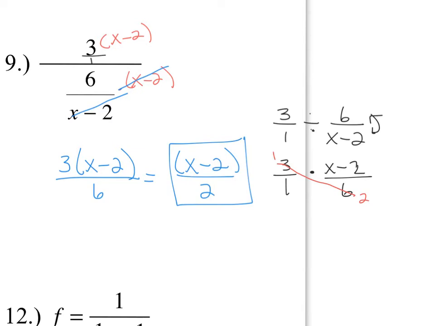And that leaves you a final answer of x minus 2 in the numerator and the 1 times the 2 in the denominator. So again, I had this 1 and the x minus 2. When I multiplied those, you get x minus 2. And then in the denominator, the 1 times 2 became the 2.